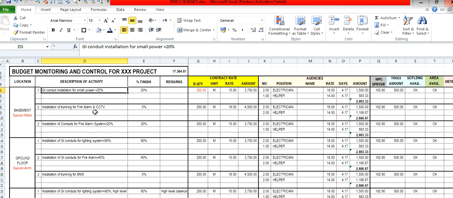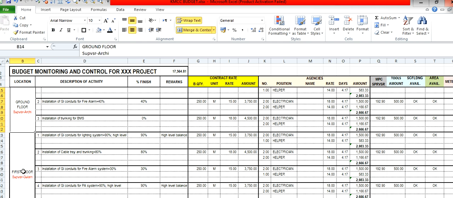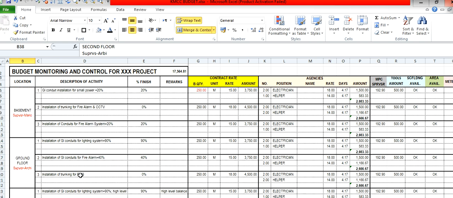This is the budget monitoring and control for any project. So we have the activity here, the description of activity, and the location. It's either basement, ground floor, first floor, or second floor. So this is the activity in the site. Then the percent completion of the activity, and this is the contract price.